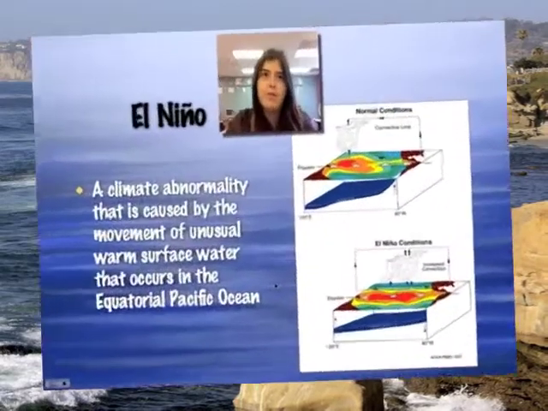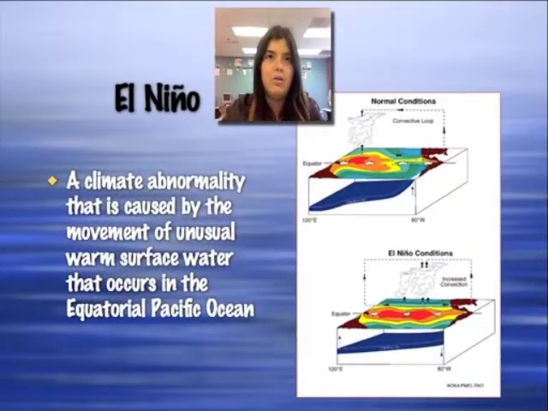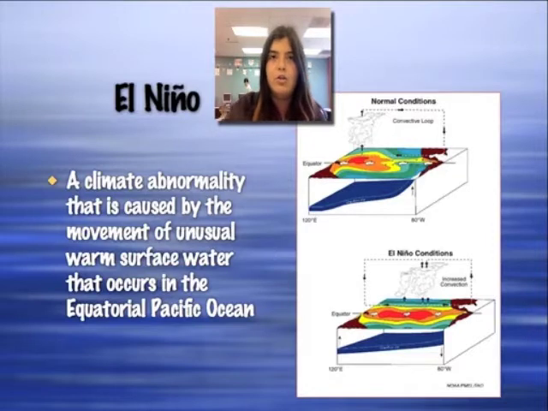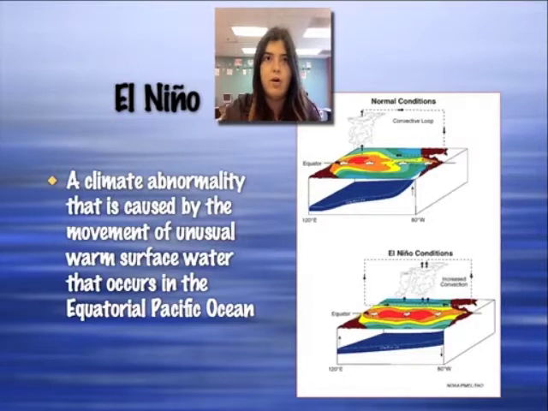Thank you, Flor. Many people don't know what El Nino is, but it is a recurrent phenomenon that occurs in the world around the equatorial Pacific Ocean. El Nino is described as a climate abnormality that is caused by the movement of unusual warm surface water. The picture shows you there the difference between a normal condition and El Nino conditions. This event occurs every 4 to 6 years irregularly.